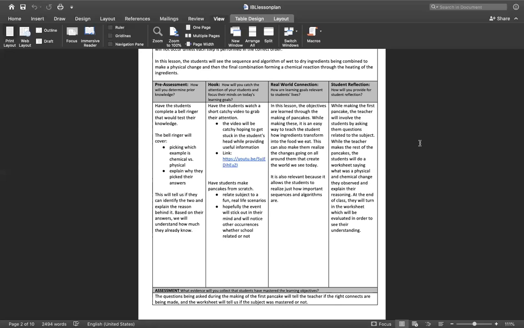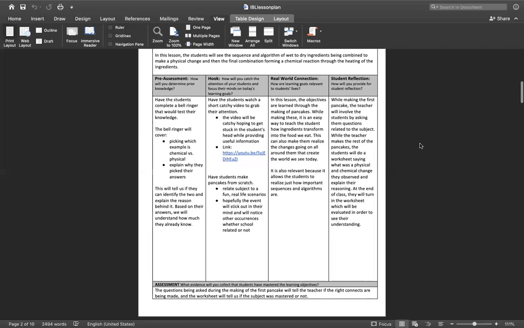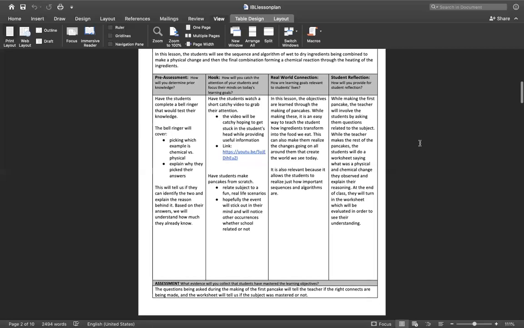How we will provide for student reflection will be that while making the first pancake, we will involve the students by asking them questions related to the subject. And while we make the rest of the pancakes, the students will be working on a worksheet where they will be answering what physical and chemical change they observed and explain their reasoning. At the end of the class, they'll turn in the worksheet, which will be evaluated in order to see how much they understood.